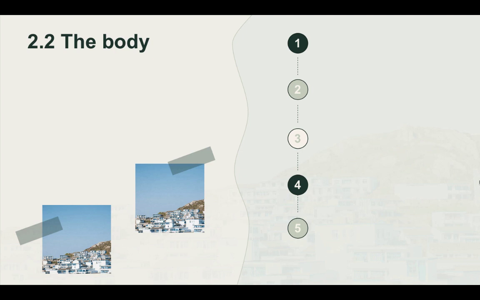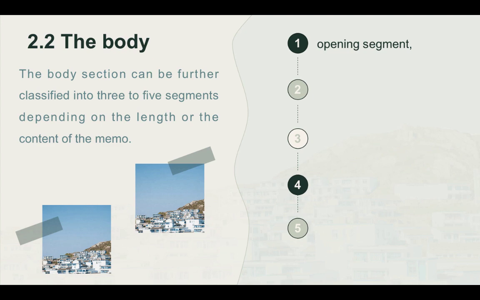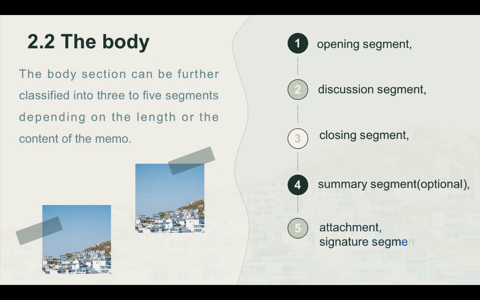The body. The body section can be further classified into 3 to 5 segments depending on the length or the content of the memo, which are opening segment, discussion segment, closing segment, possible summary segment, possible attachment, possible signature segment. Possible means that it depends on the real situation to decide whether to have a summary or attachment or signature.